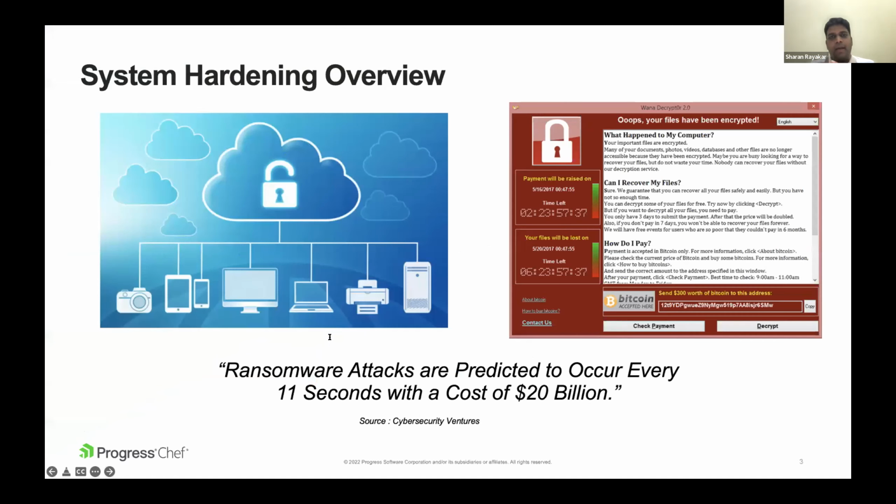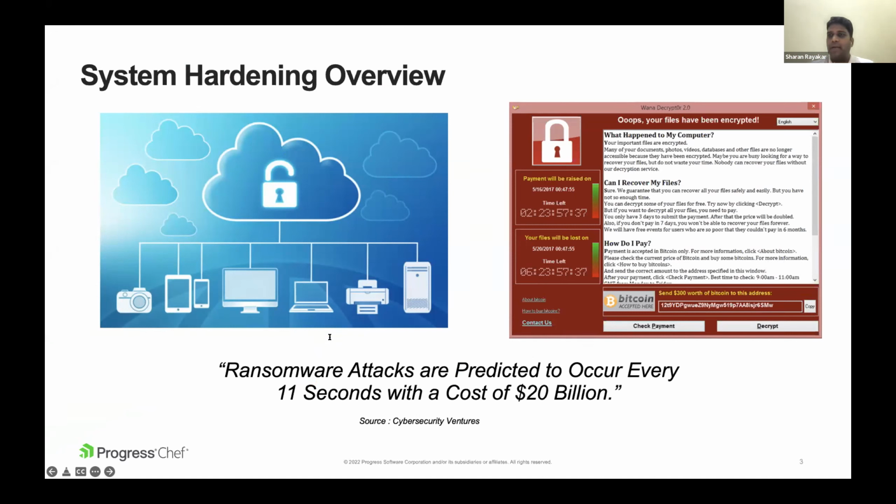So let me start with what system hardening really is and why it is so important. In very simple terms, if you need physical protection, you would bring in video cameras, you would probably install motion detectors, and so on. Likewise, a lot of IT and cybersecurity professionals rely on system hardening to configure systems in such a way that malicious actors won't be able to gain access and exploit the system.